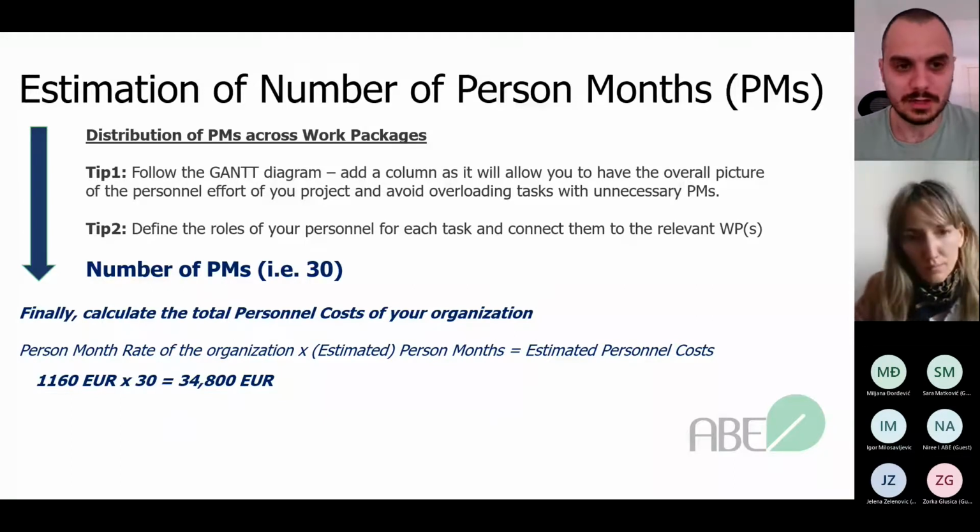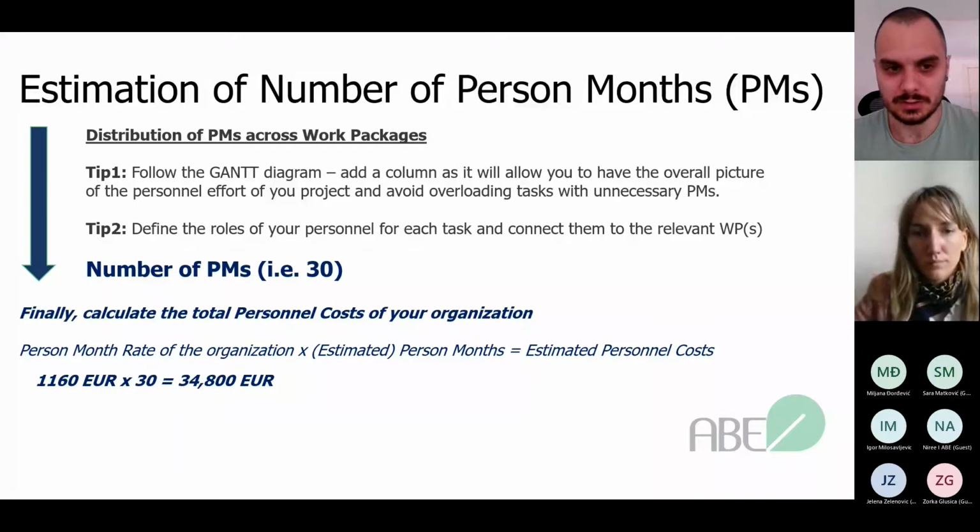So to do the final calculation, to calculate the personnel cost of your organization, that was the goal of all these slides, you should multiply the person month rate of your organization, in our example 1,160 euros, times the estimated person months assigned to your organization, which is 30, for a total of 34,800 euros.